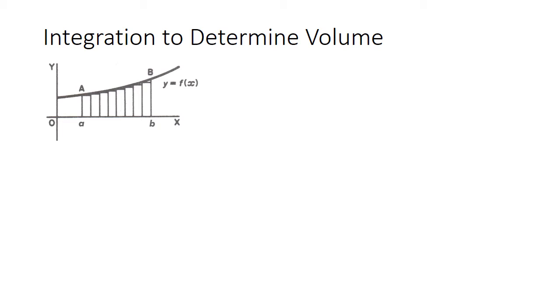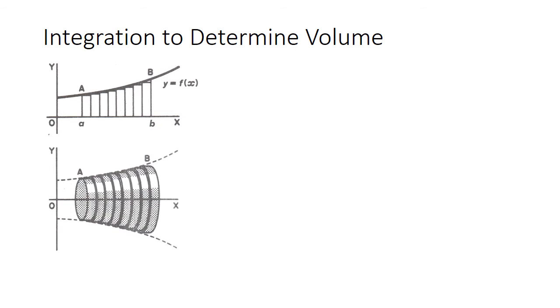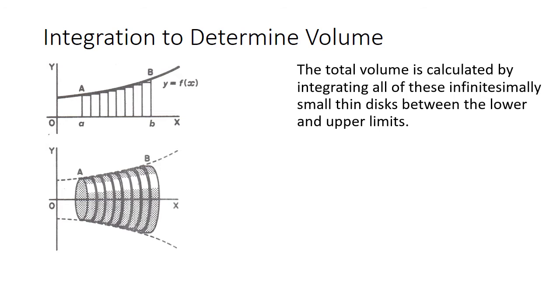To develop an equation to work out the volume of the total generated solid, we need to take a series of strips between the lower limit x = a up as far as x = b, and we need to rotate those around the x-axis. In this illustration, we see a series of thin disks increasing in size from left to right, as you can see here. To work out the volume of all of those disks, the total volume is calculated by integrating all of these infinitesimally small thin disks between the lower limit and the upper limit.